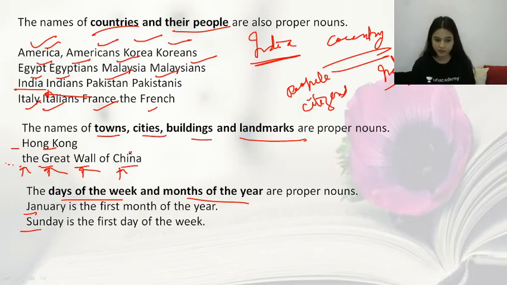Okay? Then similarly for days of the week and months of the year. तो ये सारे नाम जहाँ भी आएंगे, जब भी आप किसी specific चीज का नाम लिखोगे, तो आपका first letter of that word would be capital.